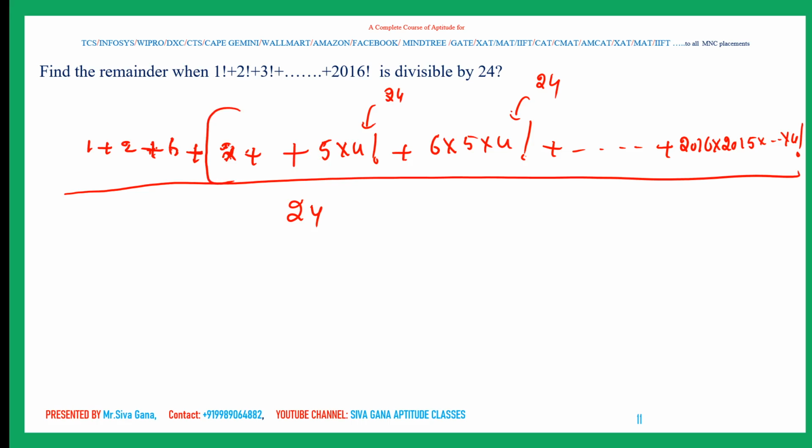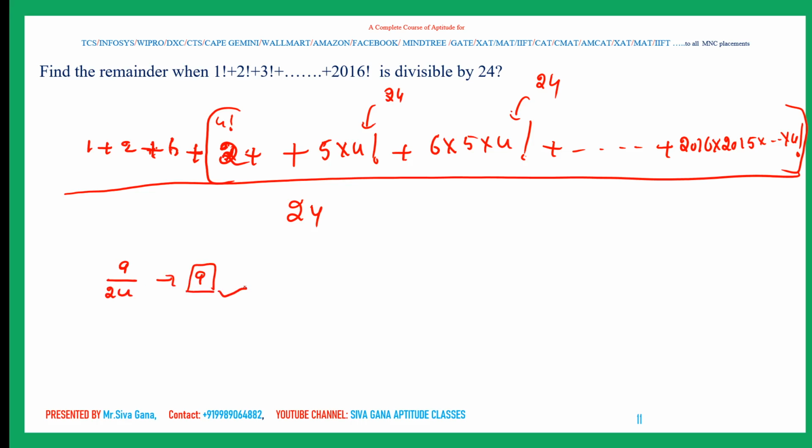Now see, from 4 factorial onwards, every factorial is divisible by what? 24. 4 factorial is divisible by 24. 5 factorial is divisible by 24. 6 factorial is divisible by 24, and so on. All the factorials from 4 factorial onwards are divisible by 24. Once divisible, the remainder is 0. Now what is the rest of the term? 6 plus 2 plus 1 is 9. 9 divided by 24. What is the remainder of 9 divided by 24? 9. That is the answer for this question.